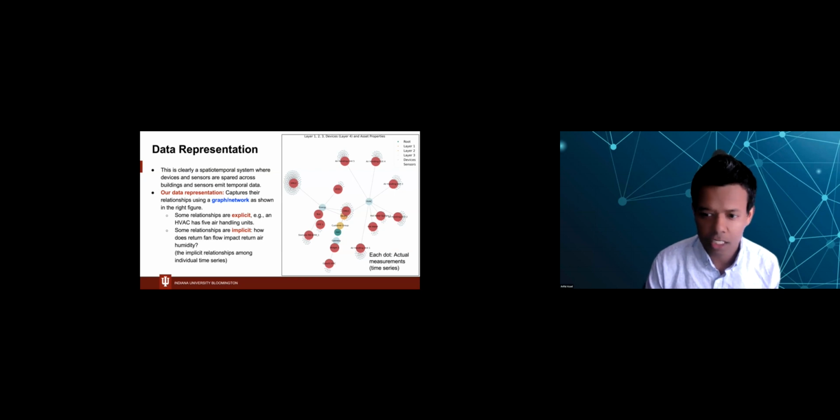But in some cases, those relationships are not explicit, they can be implicit. For example, how does return fan flow impact return air humidity? Or how does temperature influence return fan flow, something like that. Those relationships are not explicit in the data, but as I will show in our results, that implicit relationship can help us to predict future values.